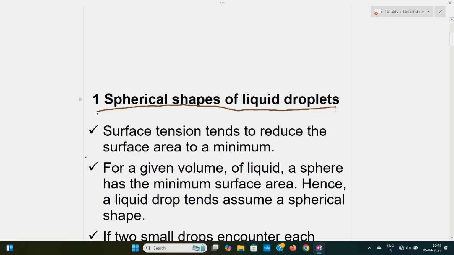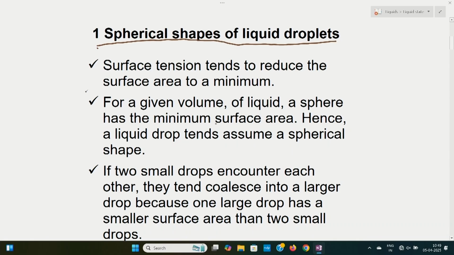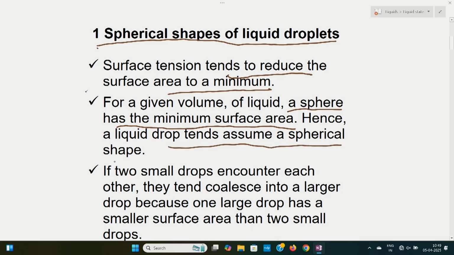So, here are the points for the first consequence, the spherical shapes of liquid droplets. The surface tension tends to reduce the surface area to a minimum. For a given volume of liquid, a sphere has the minimum surface area. That is the one point. A sphere has the minimum surface area. Hence, a liquid drop tends to assume a spherical shape.